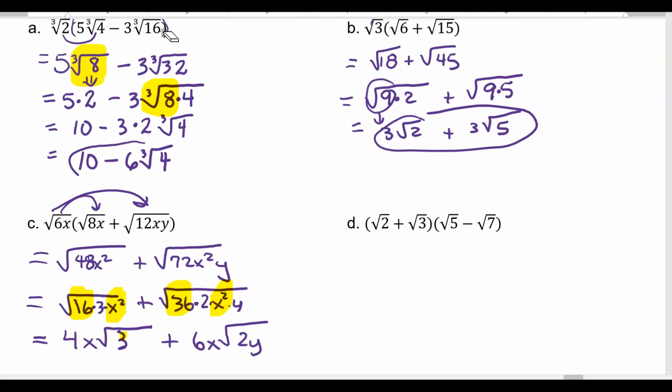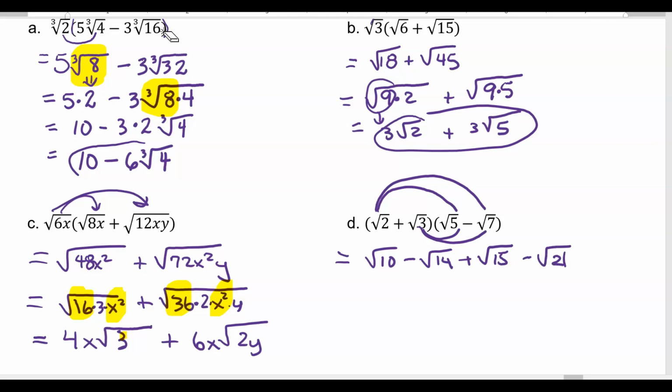Notice here that we have a binomial times a binomial. And when we have a binomial times a binomial, we FOIL. So the square root of 2 times the square root of 5 is square root of 10. Then the square root of 2 times negative square root of 7, negative square root of 14. Then inner, we have plus square root of 15. And then square root of 3 times negative square root of 7 is negative square root of 21. If we look closely at each of these numbers under the radicals, they do not contain perfect square factors. Therefore, we are done with this problem. We're going to move on.